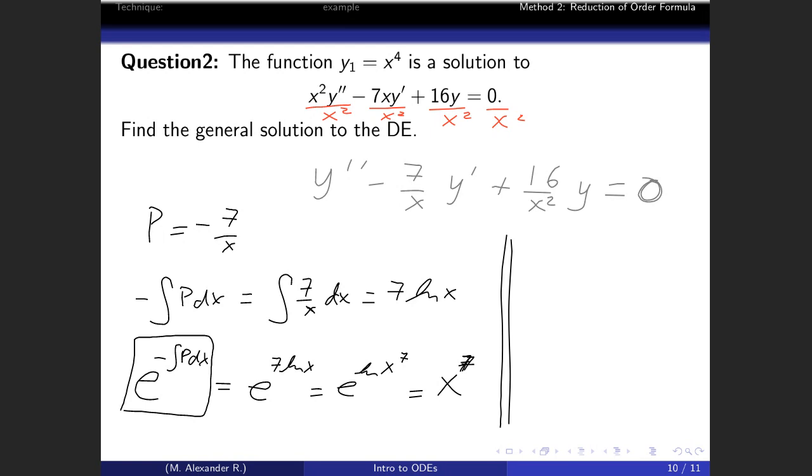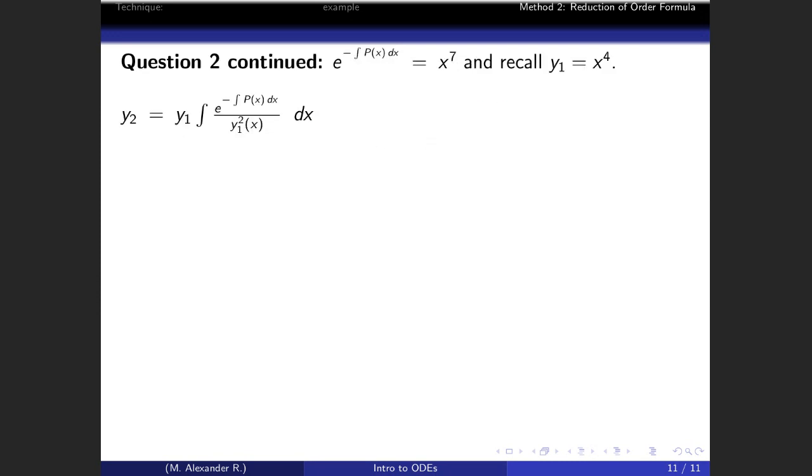So the first part is to identify the p function, and then you need to be careful with finding this e function, e raised to the negative integral p dx. So do it step by step. That way you don't mess up on the calculation, because this is one place where people mess up all the time. All right, so let me just repeat the information that we have. We calculated this e raised to the negative integral p dx, and then we also have to remember that we have a y1 function. So that means that we now can use the formula.